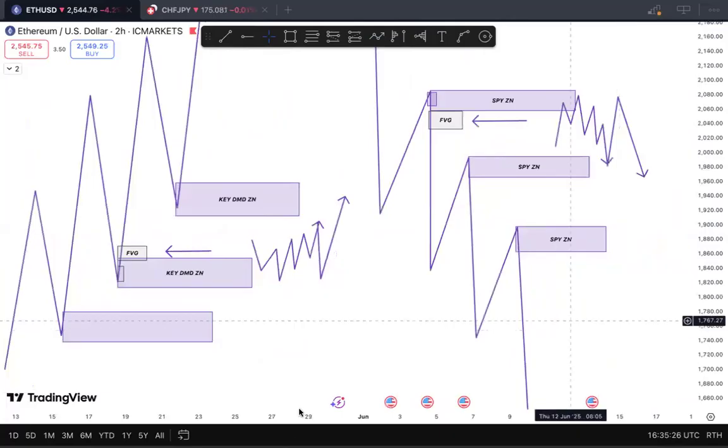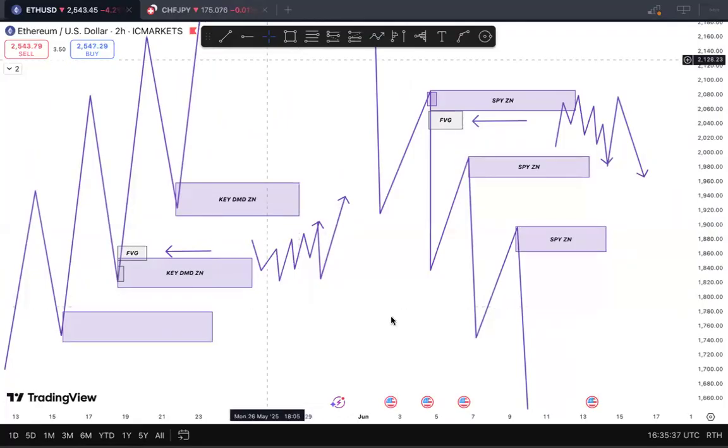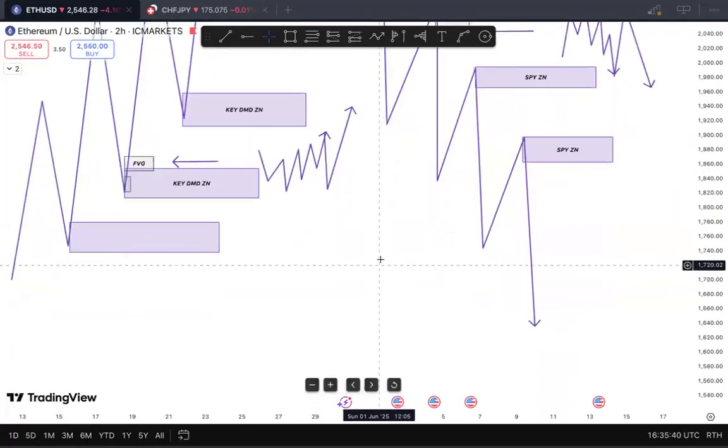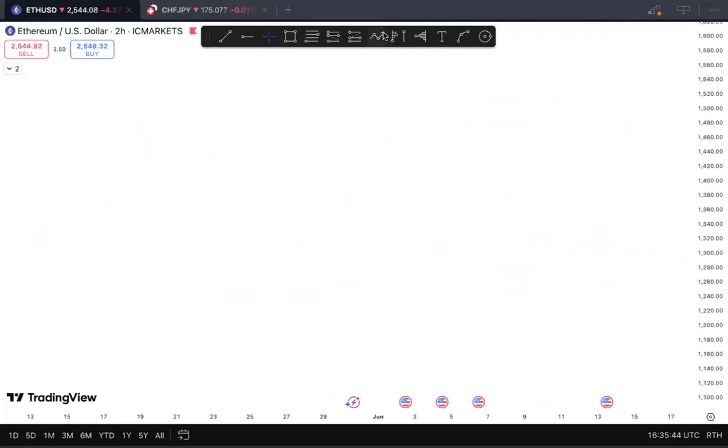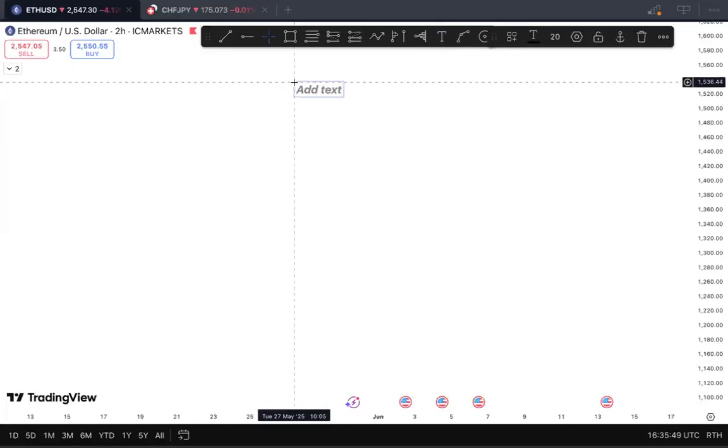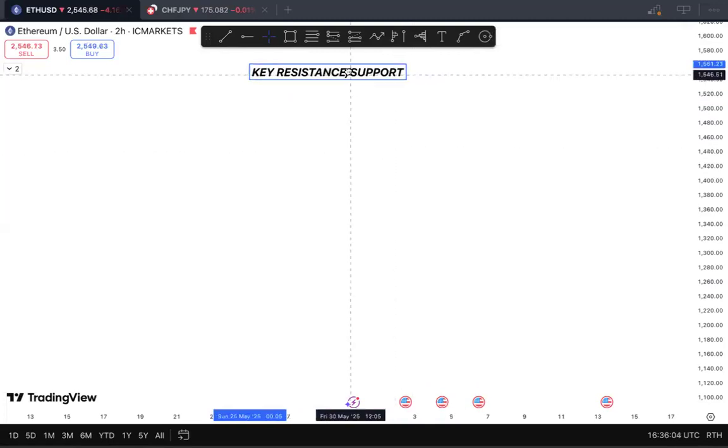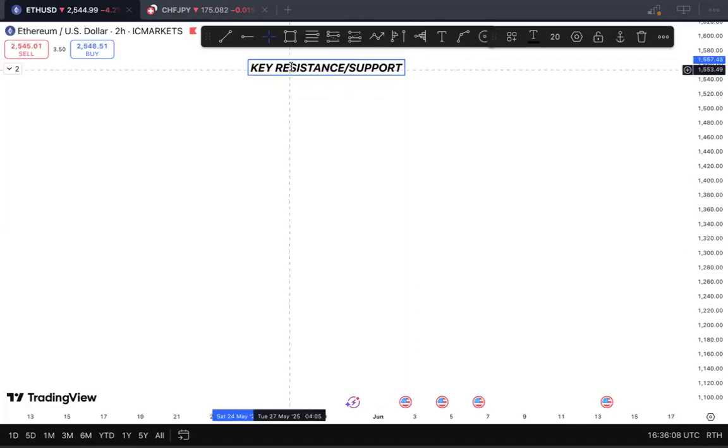So if you understand this, then we go to the next one. So the next one is knowing where price is coming from. The next thing you want to look for is key resistance and support. Key resistance and support. So for a key resistance and support, this is what we do.